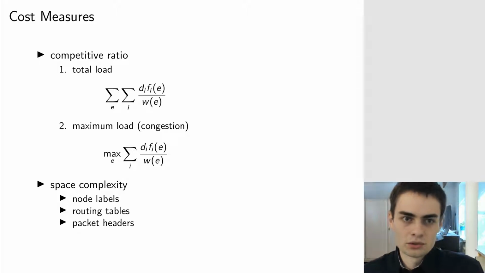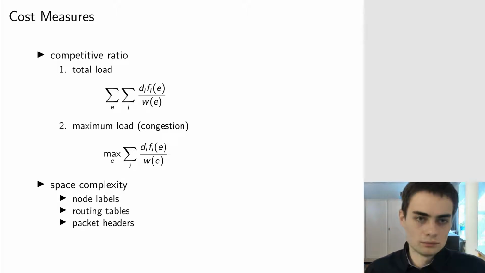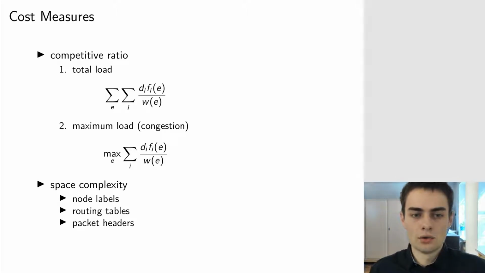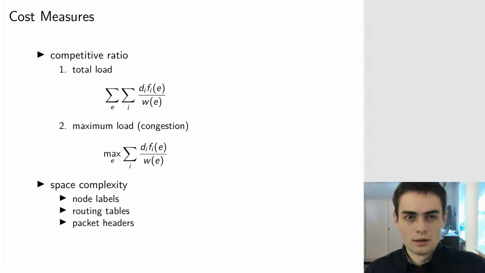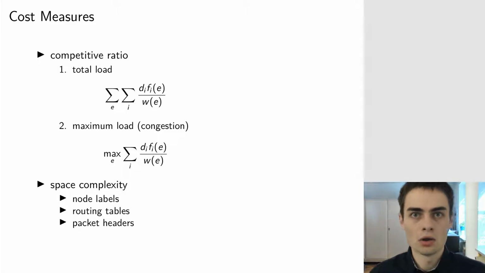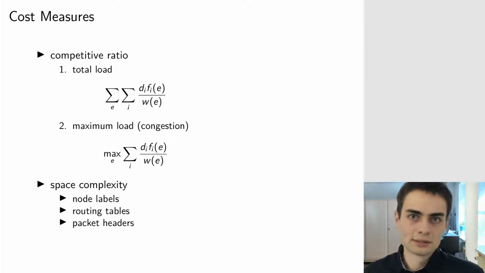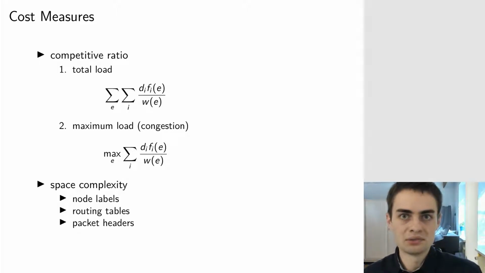So what do we want to achieve with our algorithm? There are two things. We want the algorithm to be competitive, and we want to have a low space complexity. So for the space complexity, we are looking at the size of routing information. So there are the node labels, there are the routing tables, and the packet headers. All of these should be short. The node labels, I should note, these are chosen by us, so we can store a small amount of routing information within the node labels.